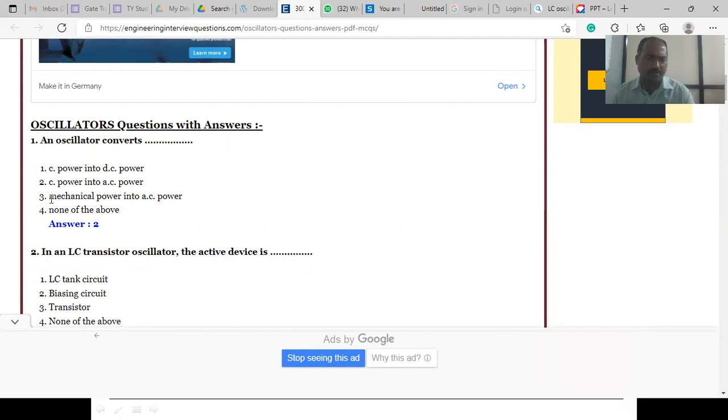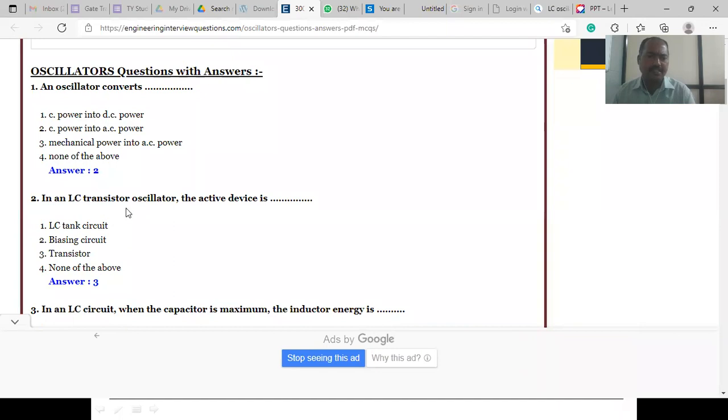The other answer we see is mechanical power into AC power. No, it is not mechanical power, because we have applied the DC signal for the operation of that particular oscillator, for the working of the particular configuration. So this is also wrong. Third, none of the above, because your answer is DC power into AC power. That's why the other three are wrong, and this one, DC power into AC power, is the answer.